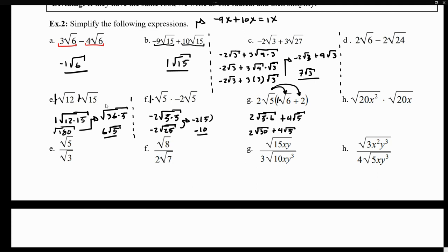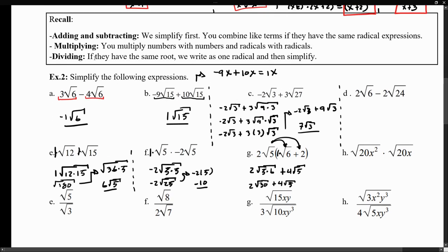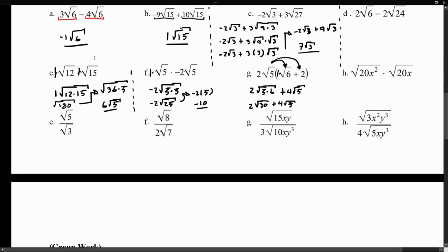All right, so that's at least how you do multiplication. Let's just do 2 quick examples for division. Under example E, notice that now we're dividing, okay? And the rule of division says if they have the same root, we can write them as one radical, and then we'll simplify. So what do I mean by that?